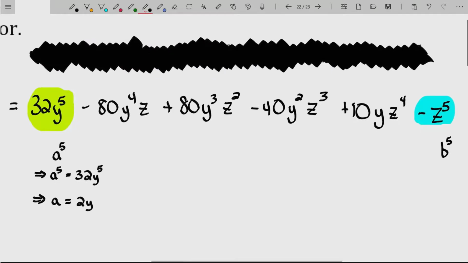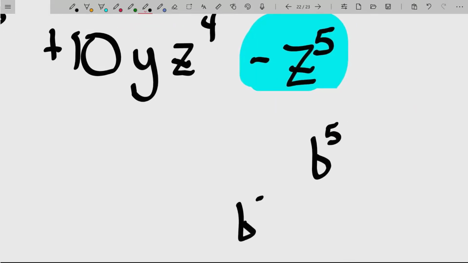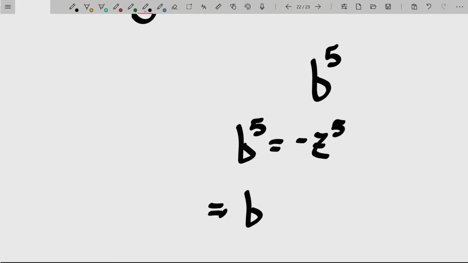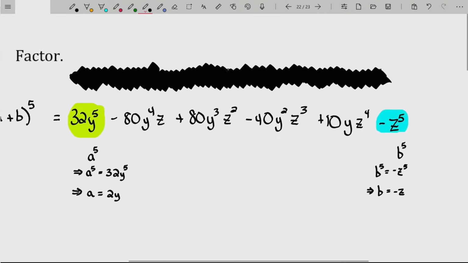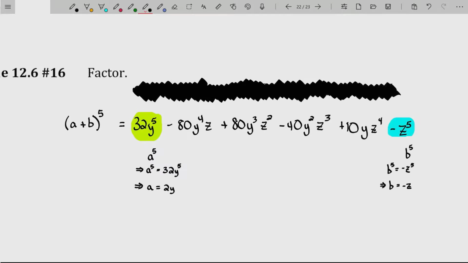And b to the 5th is equal to negative, oops, that was supposed to be a negative, z to the 5th. Therefore, b is equal to negative z. You raise both sides to the 5th, you will get negative z to the 5th. And so I think that this polynomial is actually just 2y minus z raised to the 5th power. Now you might want to check that. In fact, I sincerely think you should.